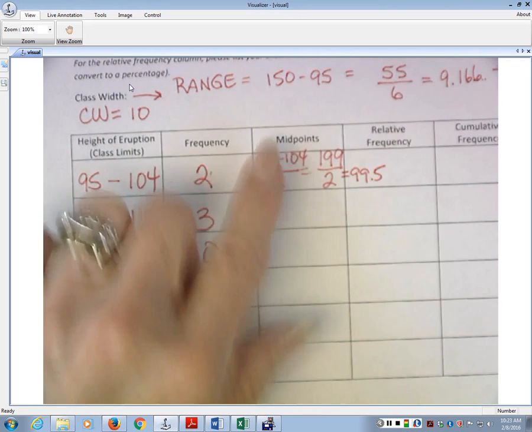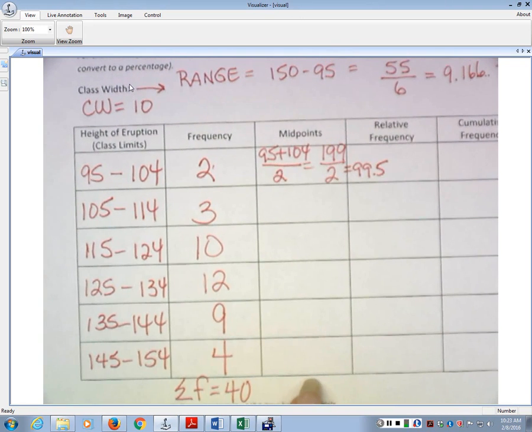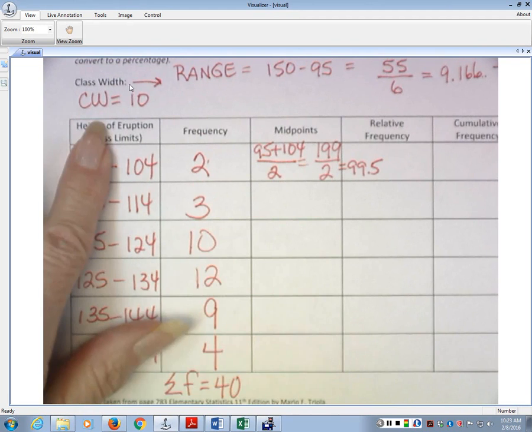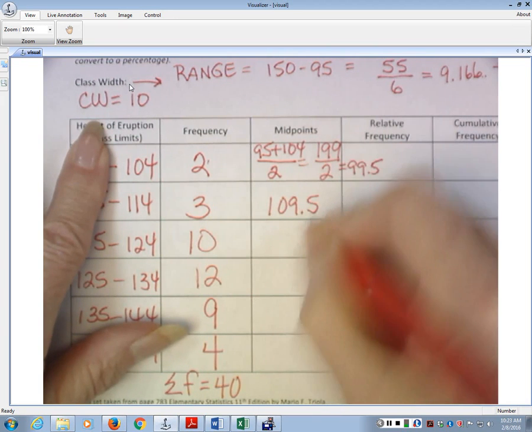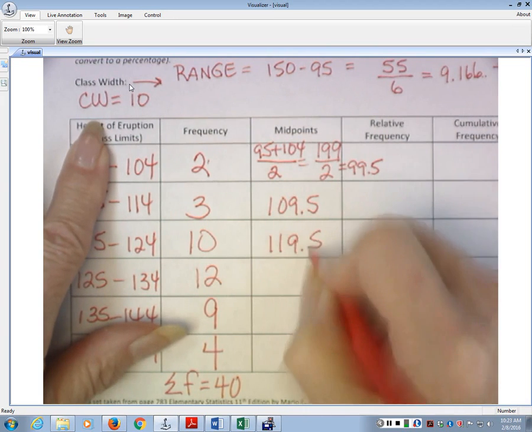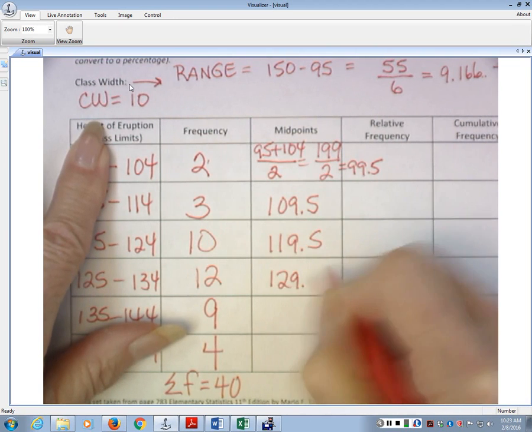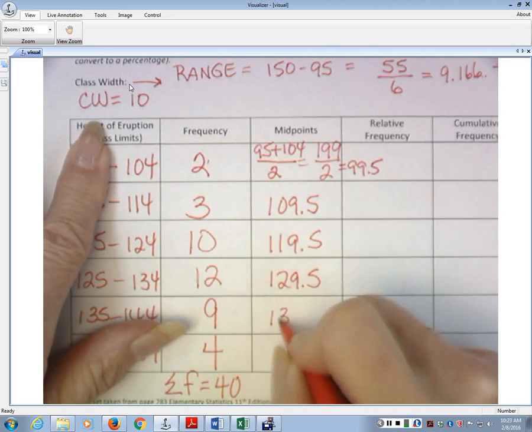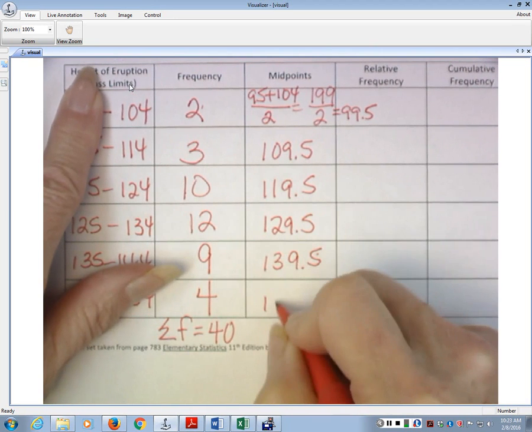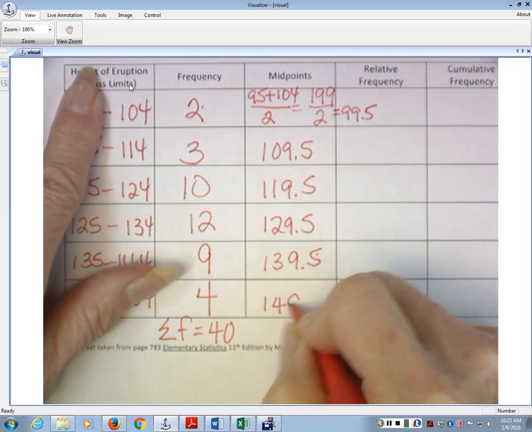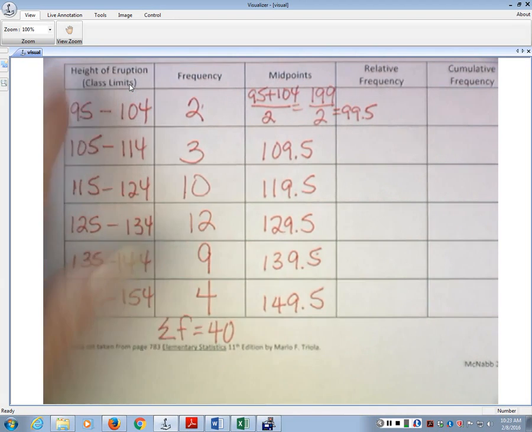Now I can do that for every single class. But if I remember that my class width is 10, I don't have to. I'll just add 10. That way I don't have to do that.